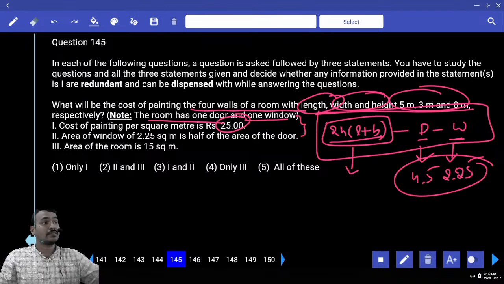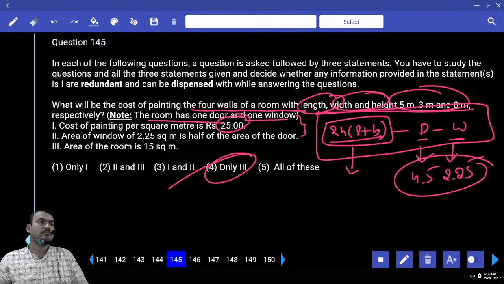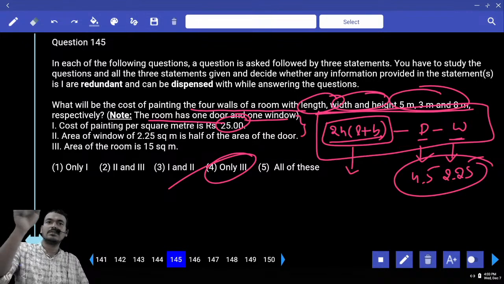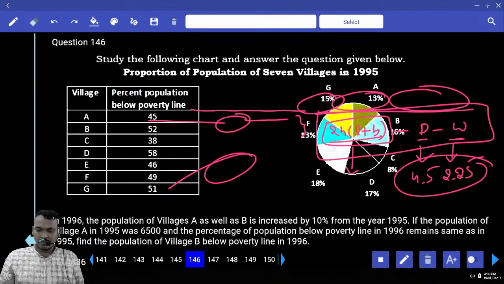1 and 2 together are sufficient to answer the question, so which one is not necessary? Third statement. Which option? Fourth option. Yes or no? 1 and 2 together are sufficient, so which one is not necessary? Third statement. Next, 146.